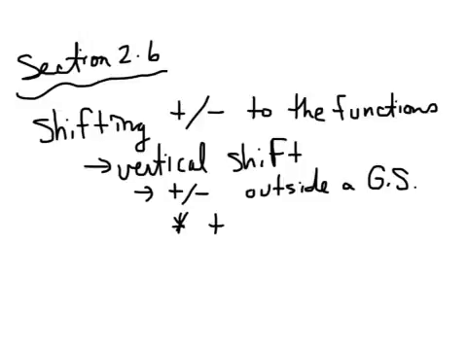If it's adding, then it's going to move it up. If it's subtracting, it's going to move it down. Those are the two different types that happen with vertical. Let me give you an example on the next slide.